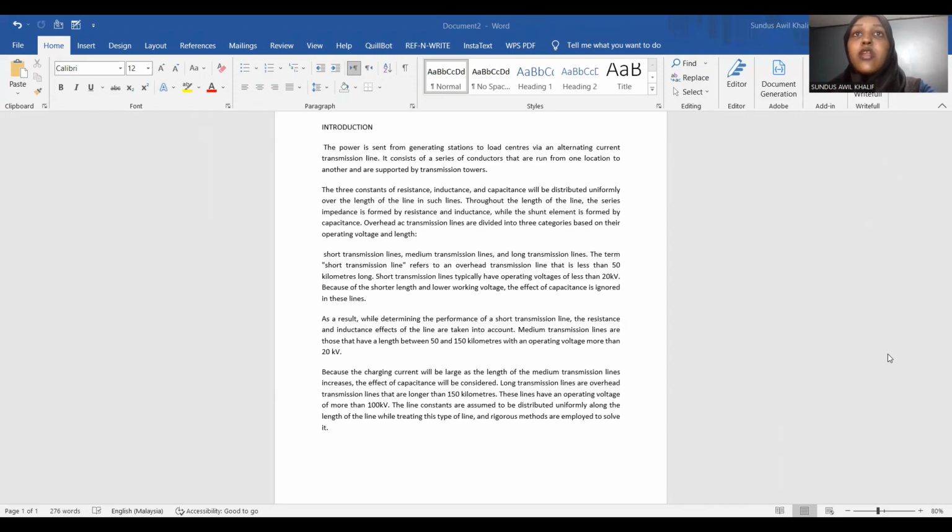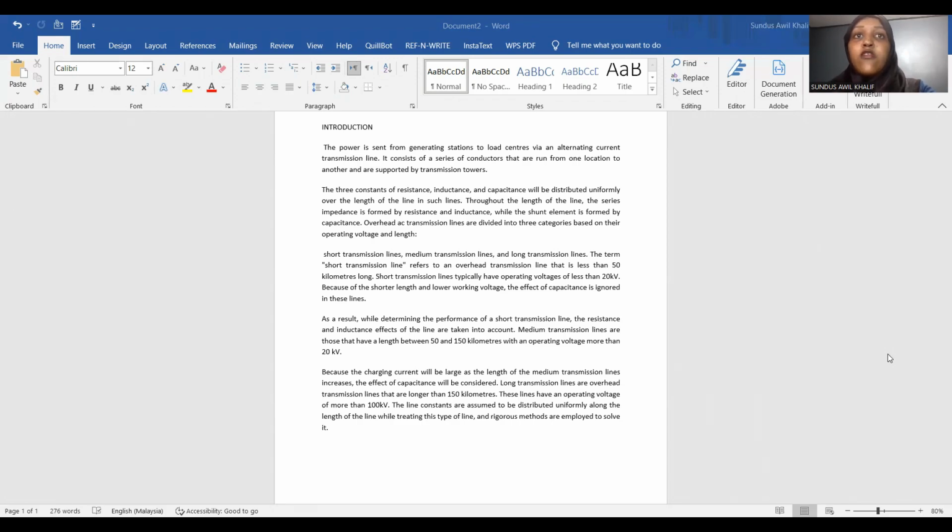are taken into account. Medium transmission lines are those that have lengths between 50 and 150 kilometers with an operating voltage of more than 20 kV. Because the charging current will be larger as the length of the medium transmission line increases, the effect of capacitance is considered. Long transmission lines are overhead transmission lines that are longer than 150 kilometers. These lines have operating voltages of more than 100 kV.